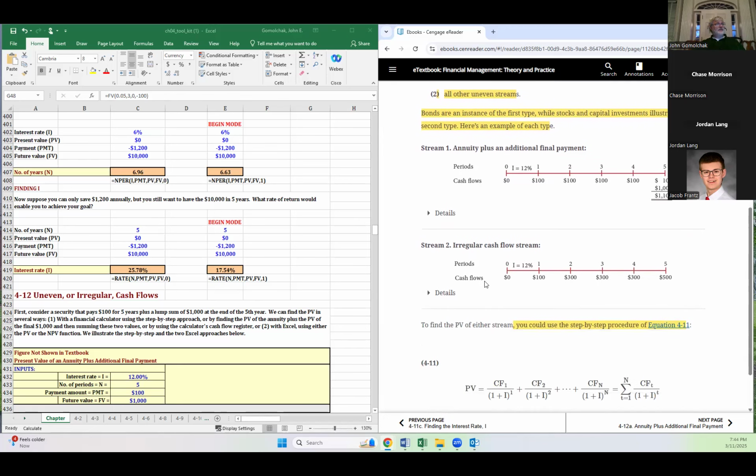All right. Now let's look at stream 2, which is just irregular cash flows, where we're going to have 100, 300, 300, 300, and 500. Now, what does this look like? This isn't a bond, because the bond would have a number that was repeating, but then it would have a larger payment at the end of the period. This is just something that has different numbers in it.